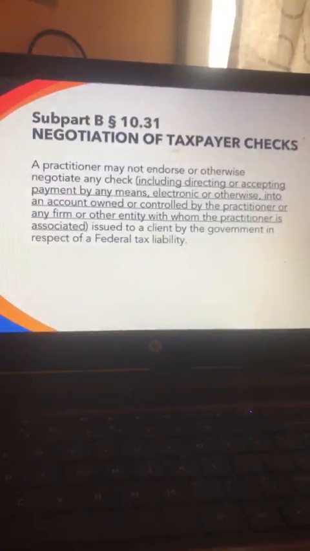I'm on slide 40. You may not negotiate a taxpayer check. Now, you may not understand what the word negotiate means. What I mean is, when you hear the word negotiation of a check, we are talking about a written check from the Internal Revenue Service, from the government, written out to your client, signed by the IRS. The back of that check is where your client endorses it.